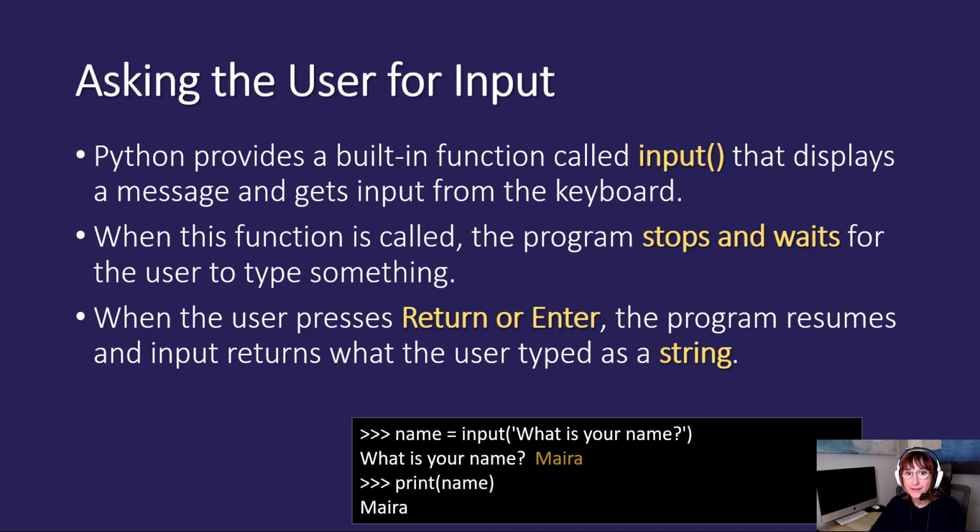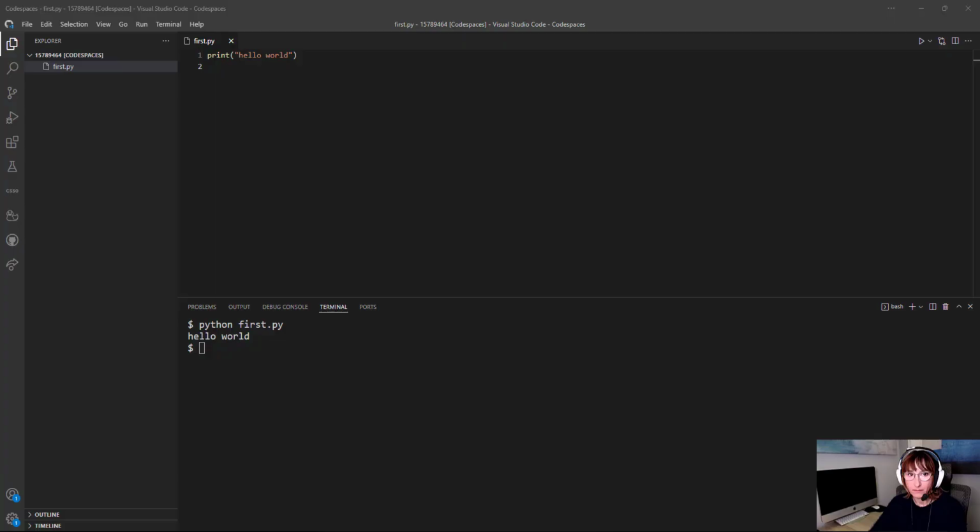Python provides a built-in function called input that displays a message and gets input from the keyboard. When this function is called, the program stops and waits for the user to type something. When the user presses enter or return, the program resumes and input returns whatever the user typed as a string. So let's modify our program and ask the user about their name.